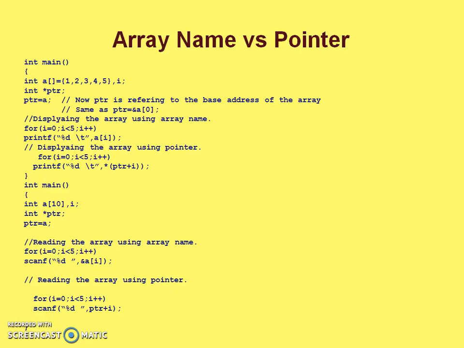Now let us see an example of how to display the contents of an array using a pointer and how to read the elements of an array using a pointer. Here is the first example program which shows how to display the contents of an array using a pointer. This is how we print the elements using an array, and this is how we print the array using a pointer. Similarly, reading the array can be done using the array, and the same can be done using ptr, the pointer to an array also.